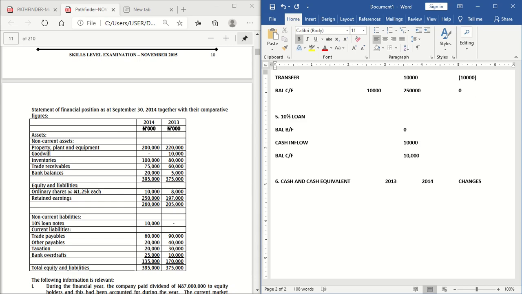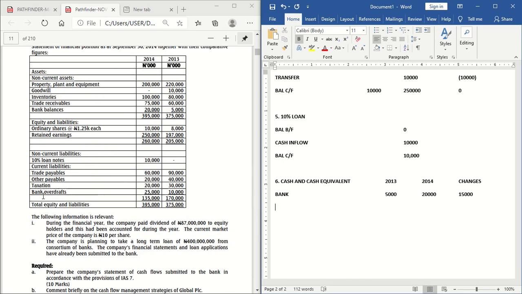So we start with bank. Bank balance for 2013 was 5,000. For 2014 it was 20,000. So look at something, please calm down here. At the beginning of the year you have 5,000. At the end of the year you now have 20,000. For you to have 20,000 at the end of the year, it means that your money in your bank has increased by how much? 15,000. That's your changes.